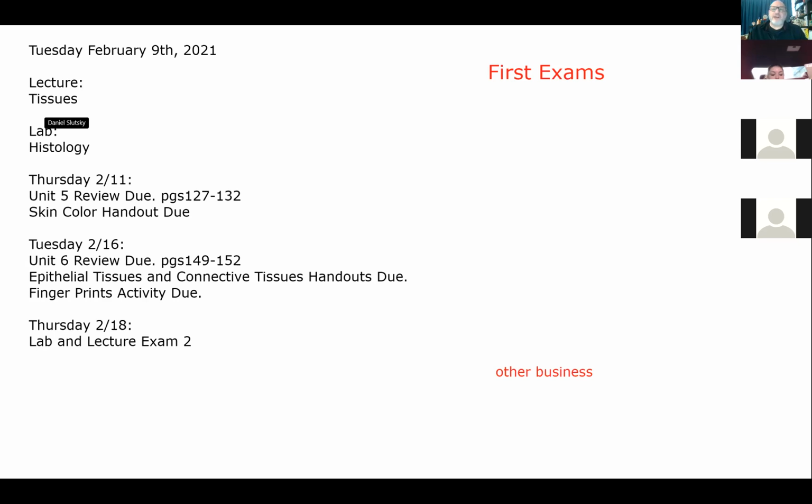We have a handful of assignments to help you to do that as well. Your Unit 5 review, your Unit 6 review. There's a skin color handout. There's a video you watch and fill out the handout for that, and you're going to turn in. There is a fingerprint activity that is based on the information in your lab manual. There's a chart in your lab manual. Obviously, we're not in the classroom, so we can't quite do that activity, but it is something you can easily do at home. It's something you can do with your kids if you have kids. It's a very fun activity. So that is due on Tuesday, the 16th next week.